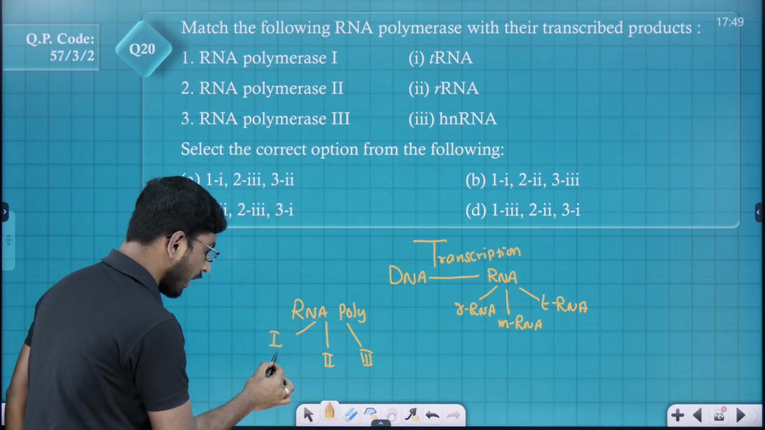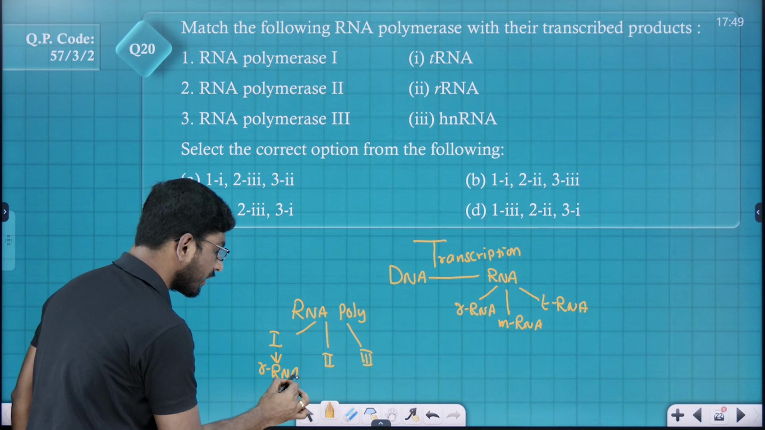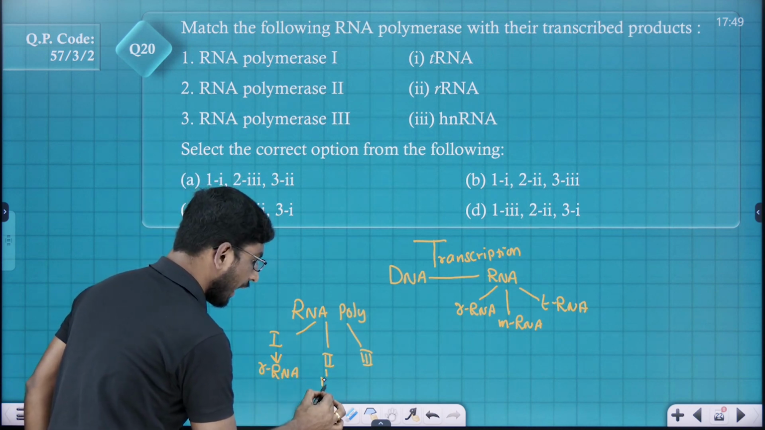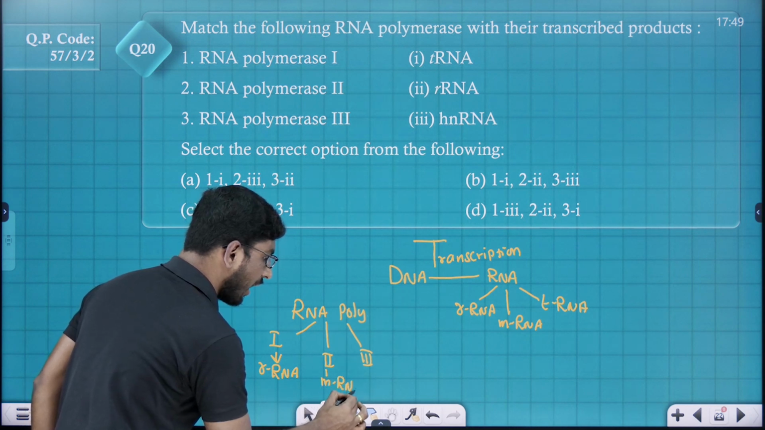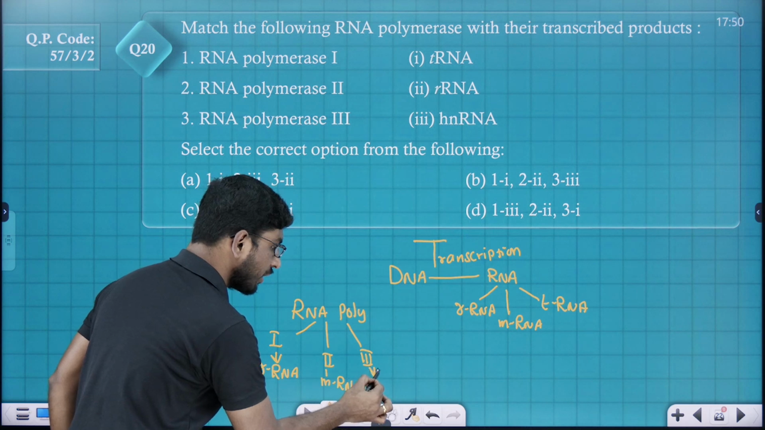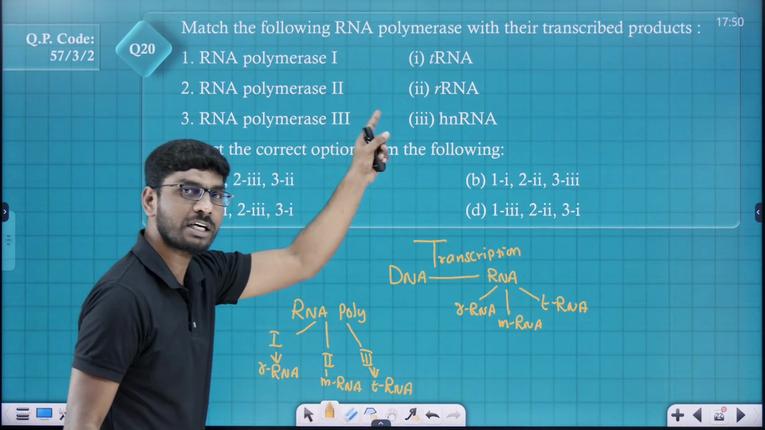RNA polymerase 1 is important for rRNA transcription. RNA polymerase 2 for mRNA or hnRNA. RNA polymerase 3 for tRNA. Find out the correct answer now.